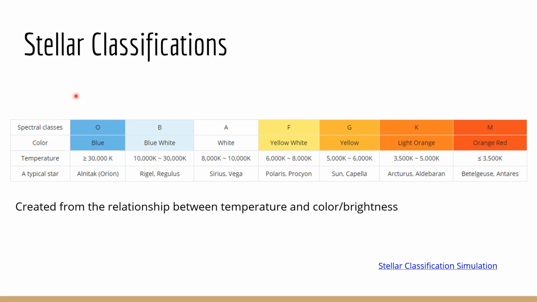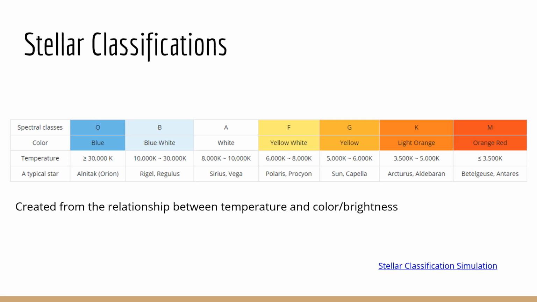So let's talk about some of the stellar classifications that Edwin Hubble made. He came up with some spectral classes of O, B, A, F, G, K, and M. And they were all sorted based on A, the color that they look like, B, their surface temperatures, and C, just some examples of the stars. So some of the most famous examples of orange or red type M stars were Betelgeuse and Antares. Some K-type stars are Arcturus and Aldebaran. Our own sun falls under the G yellow group, and so on and so forth. And Hubble created these classifications from the relationship between temperature and color brightness.